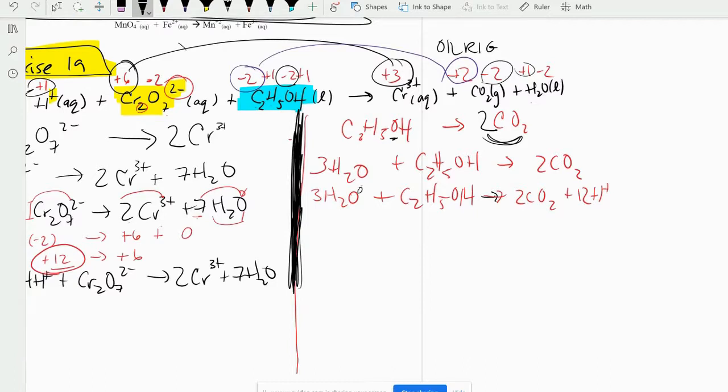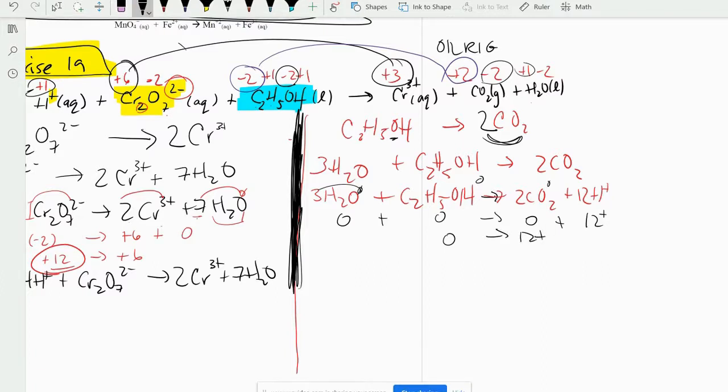Water will have an oxidation state. These will balance out to 0, so 3 times 0 is 0. But you can see there's no charge here, so this will add up to 0. Again, this is 0. 2 times 0 is 0. And so the only charge we have here is 12 positive charges. So you have 0 versus 12 positive charges.